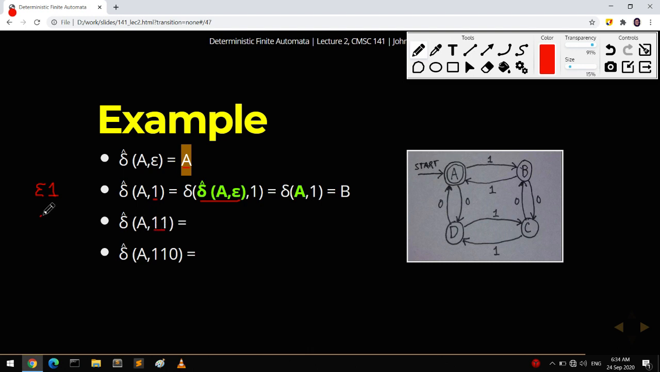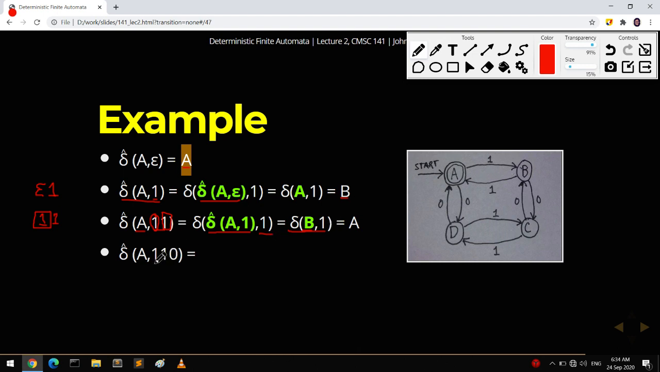Now next, 1 1. 1 1 could be written as the prefix 1, right? This is the prefix, and then the last symbol is 1 as well. So we could rewrite this as delta of delta hat A1, because this is A and then the prefix is 1 here. And we know that delta hat A1 from here is B, right? So we have B here, and then the last symbol 1 is here. So we have delta B1 is A according to our transition function.